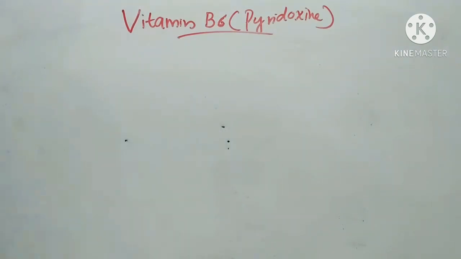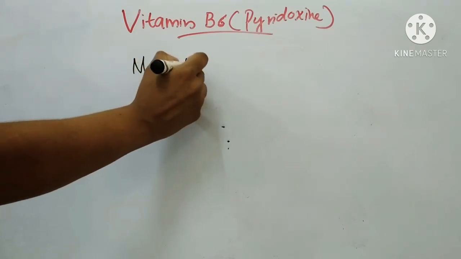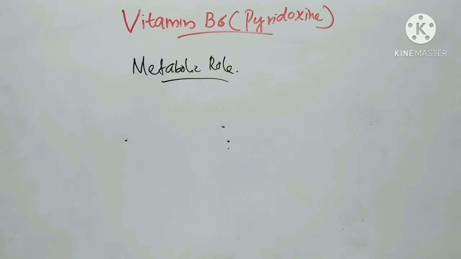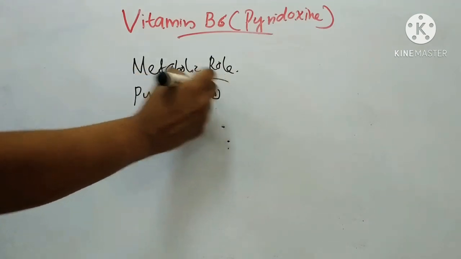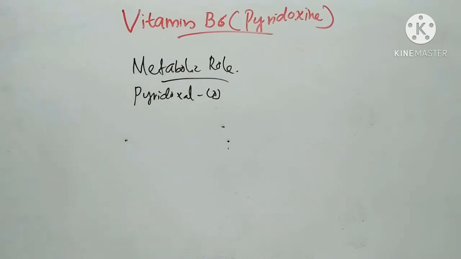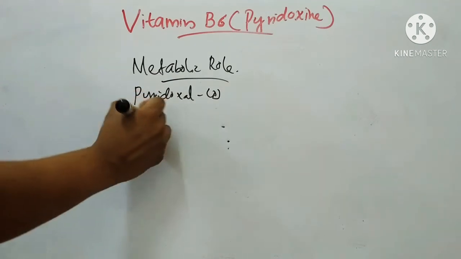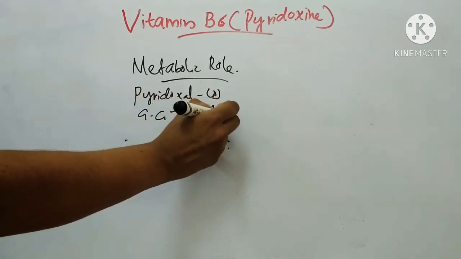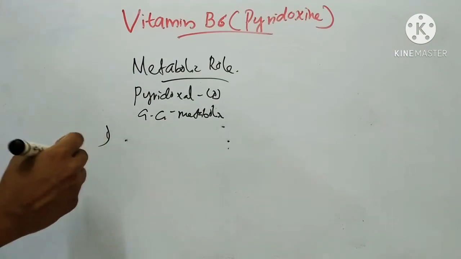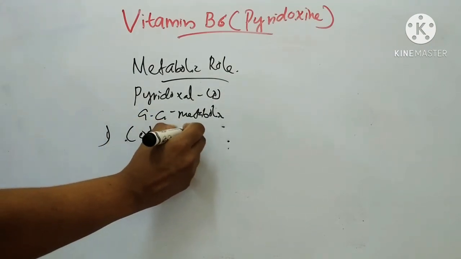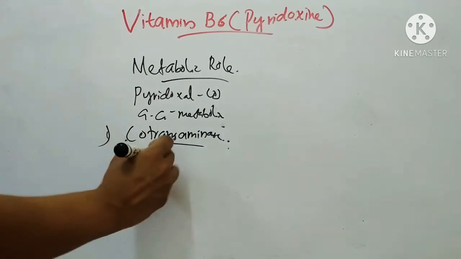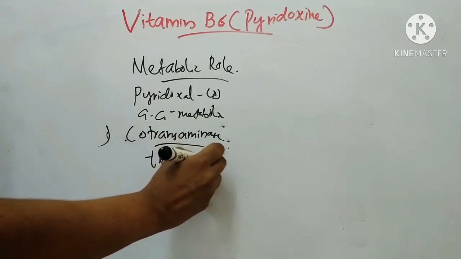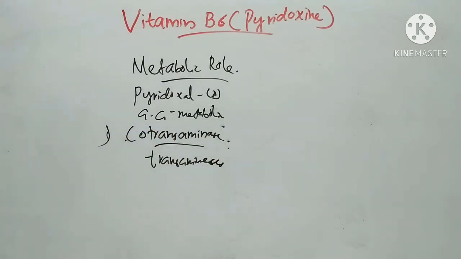Next we will see metabolic role. Pyridoxal phosphate acts as a coenzyme. It is principally involved in amino acid metabolism. First, it acts as cotransaminase: a coenzyme for the enzyme transaminases in the transamination reaction.